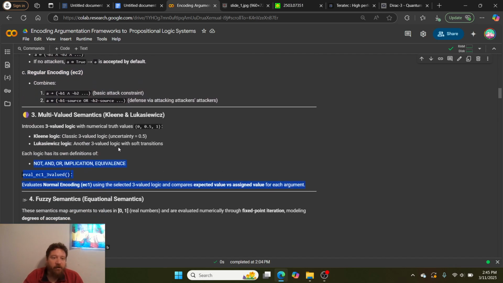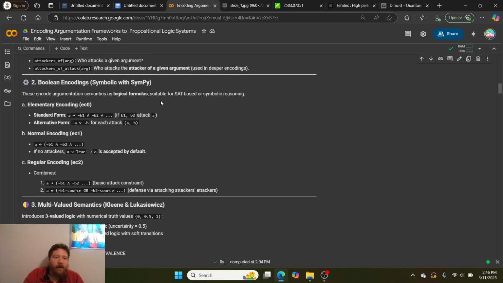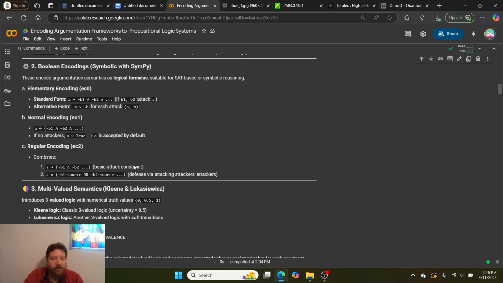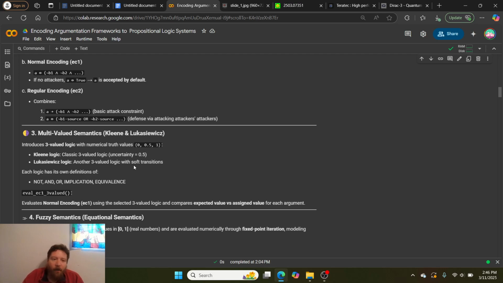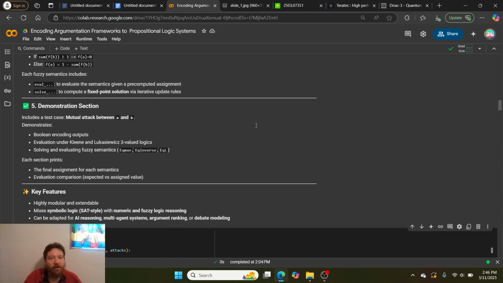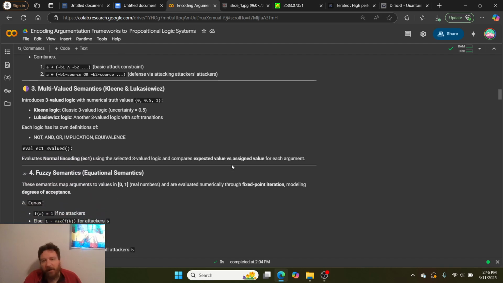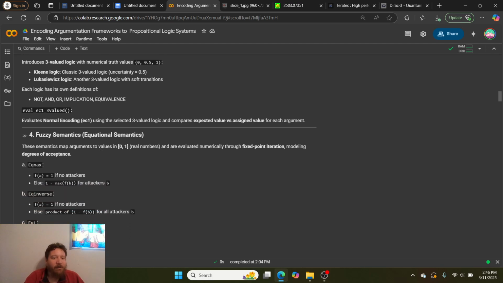Going into the big major innovations that they make here, the first is the three-valued logic. In this framework we have attackers, arguments, and attacks, and this allows for more nuance. So you can have not, and, or, implication, and equivalence. Again, we're adding additional symbols, and additional symbols in a symbolic framework like this give us more flexibility. Not, and, or, implication, and equivalence didn't exist in this framework before, and now they do.